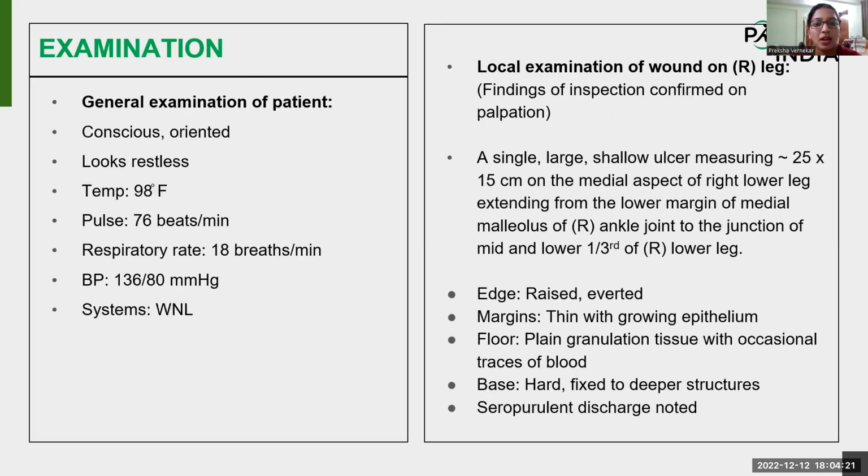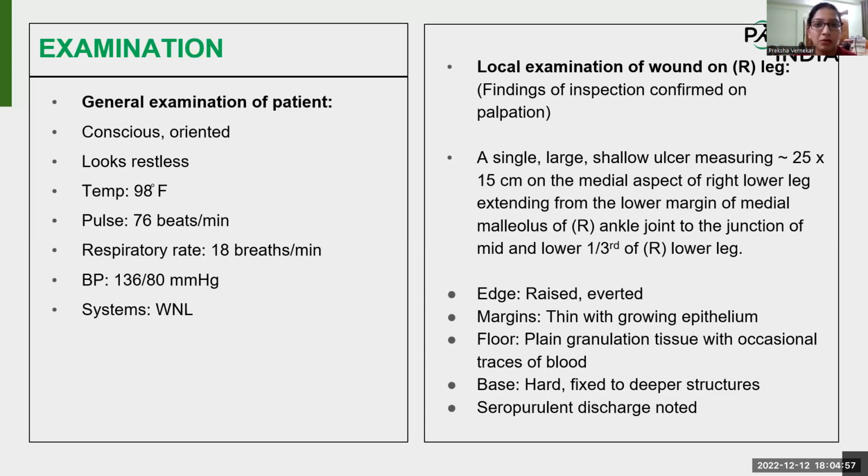Next slide. On examination, the general examination shows that the patient is conscious, oriented, comfortably sitting in the dressing room, looks anxious, restless. The vitals were within normal limits. Systemic examination also was within normal limits. Local examination of wound on the right leg: a single large shallow ulcer measuring almost 25 by 15 centimeter on the medial aspect of right lower leg, which is extending from the lower margin of the medial malleolus of right ankle joint to the junction of mid and lower 1/3 of right lower leg.